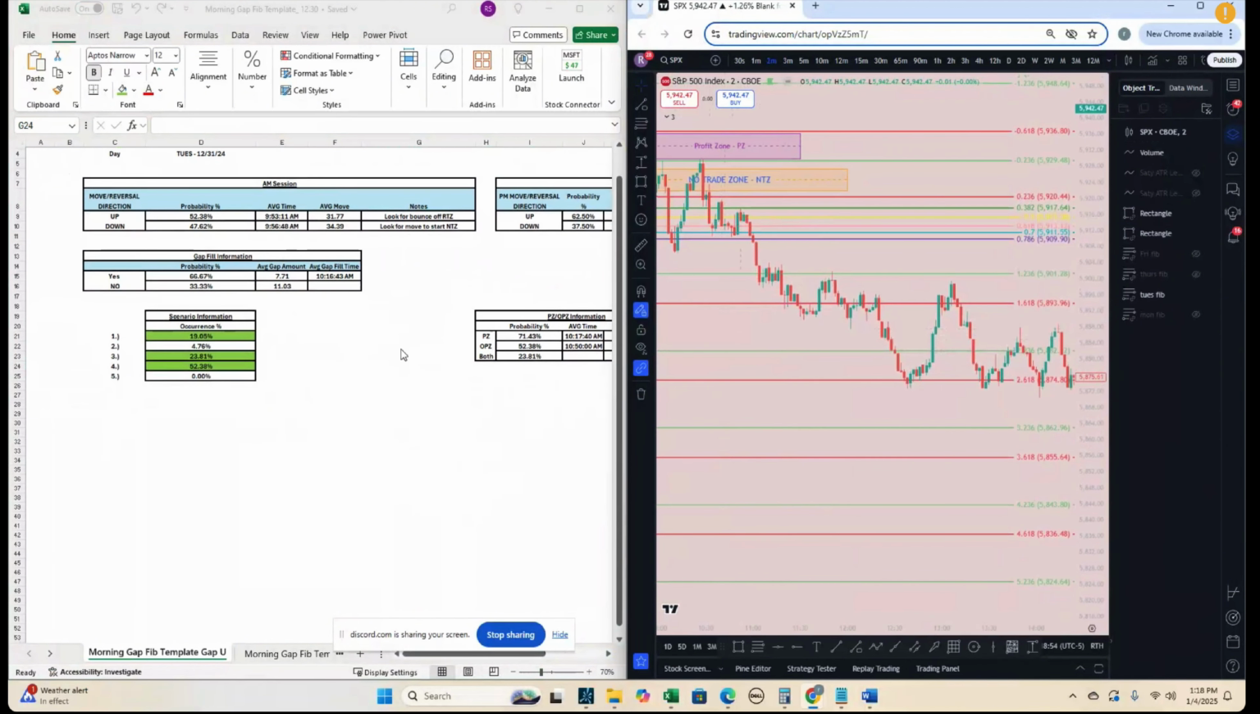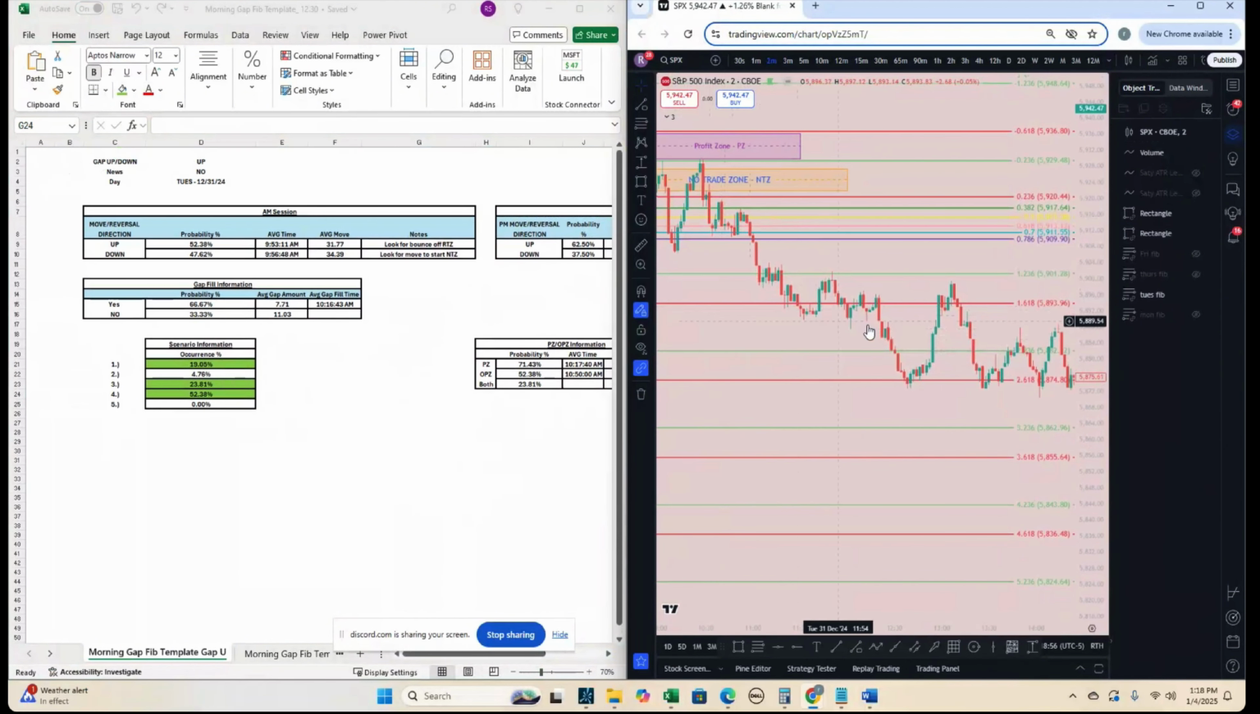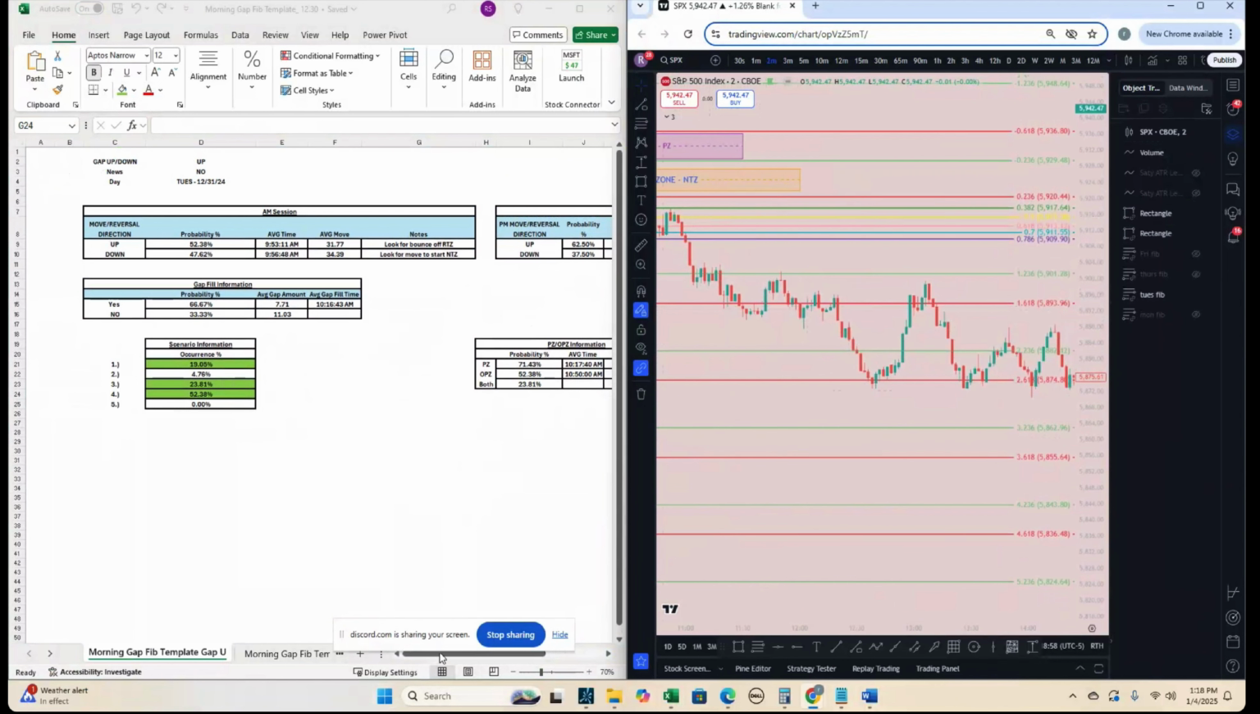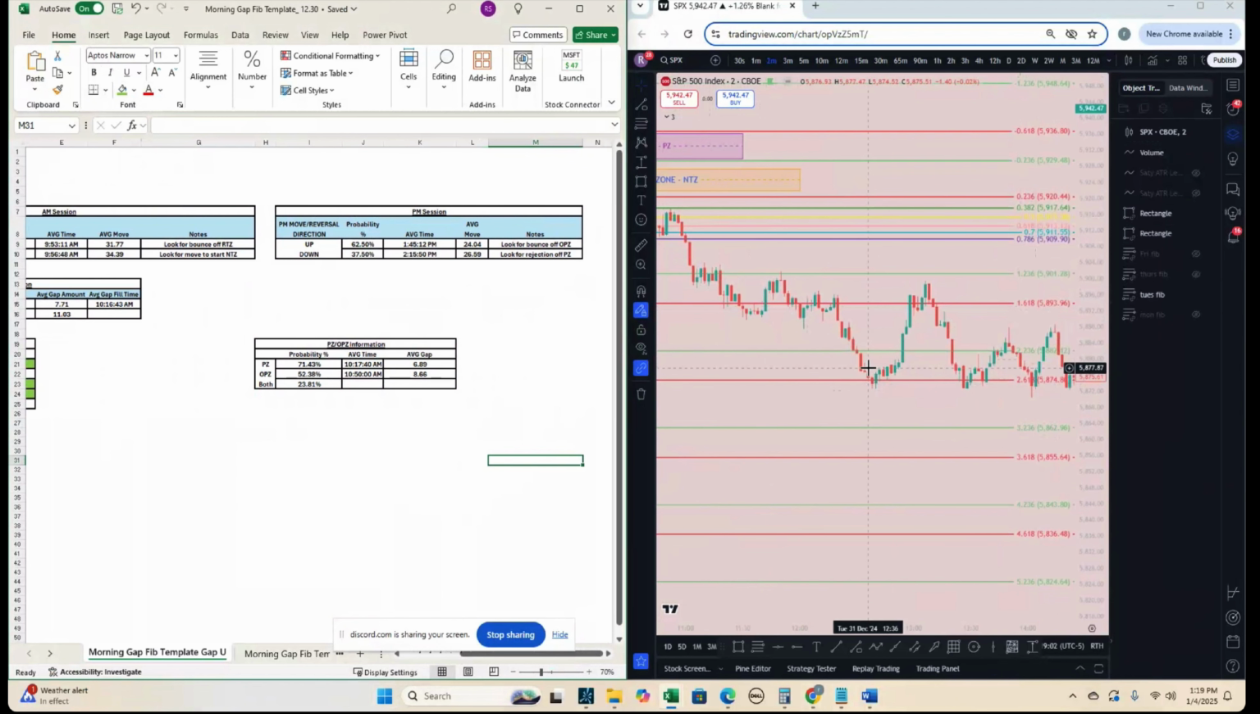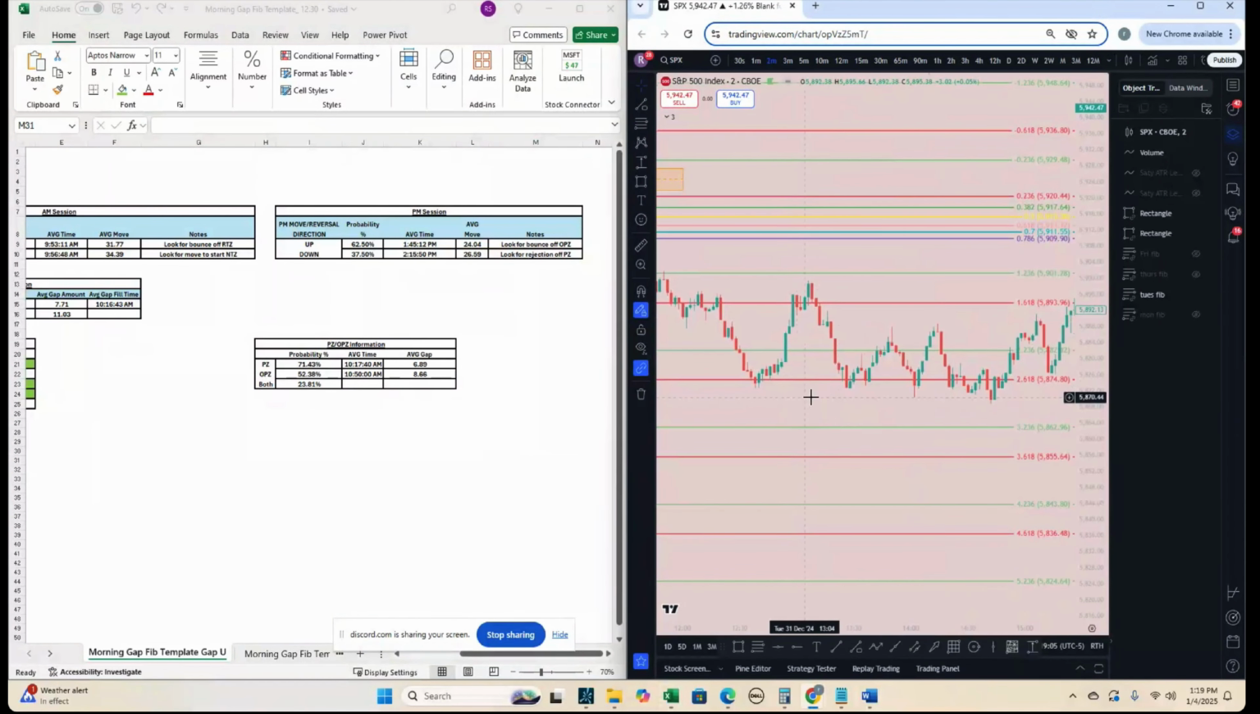All right, so let's move on to the next day. Because here, what do we do for the up move? So here, 140 is 1240.